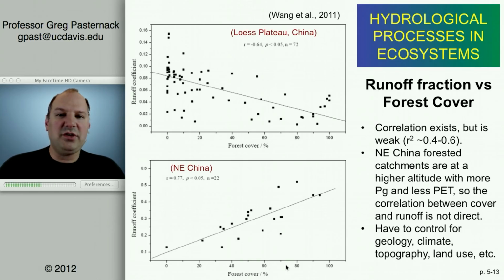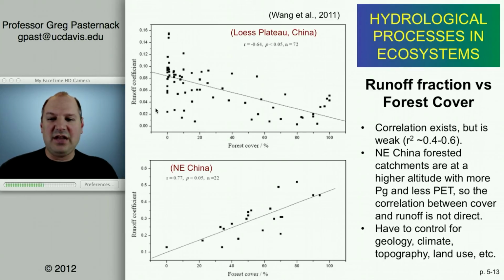As an illustration, there was a paper in 2011 by Wang et al., and it showed different regions of China, and I'm just showing two of those regions, the Loess Plateau and Northeast China, that show opposite results. The results for the Loess Plateau are what you'd expect. On the x-axis, forest cover goes from 0 to 100%, and on the y-axis is the runoff coefficient, which is essentially what percent of water runs off, or I should say what fraction, because that's a fraction.